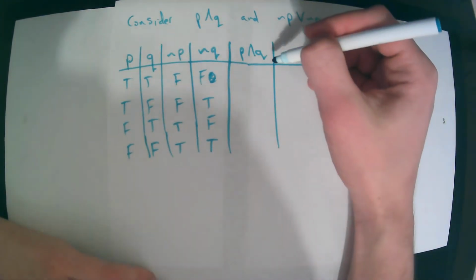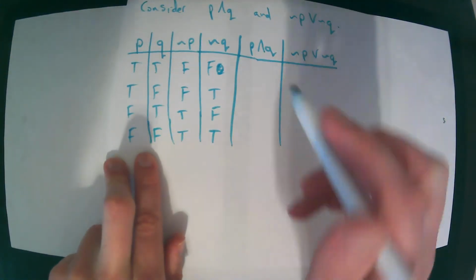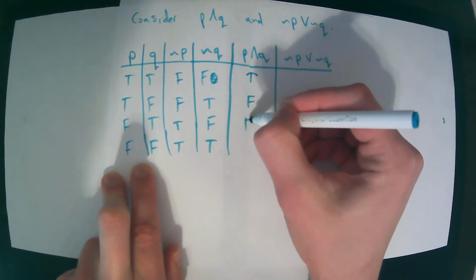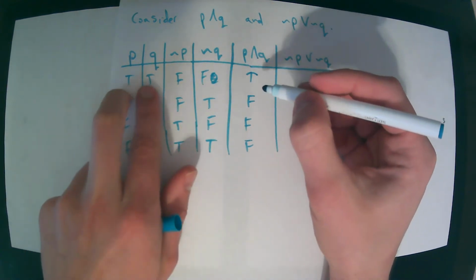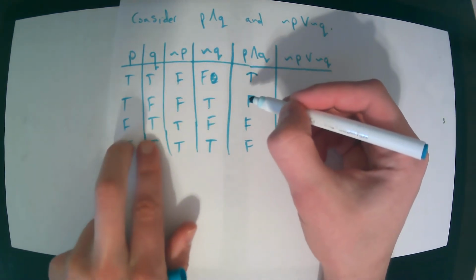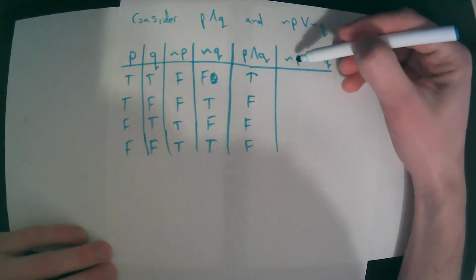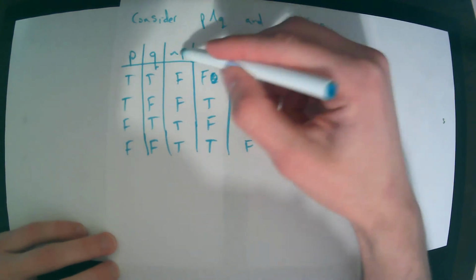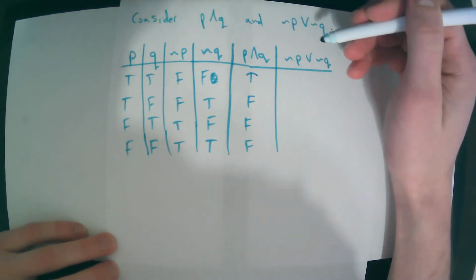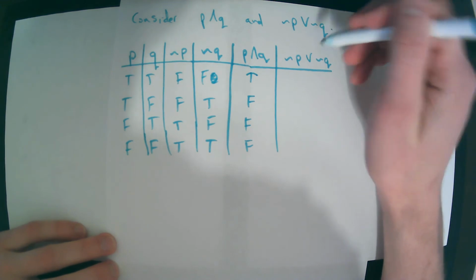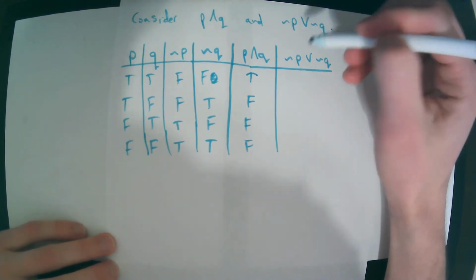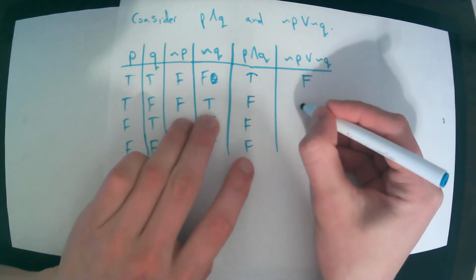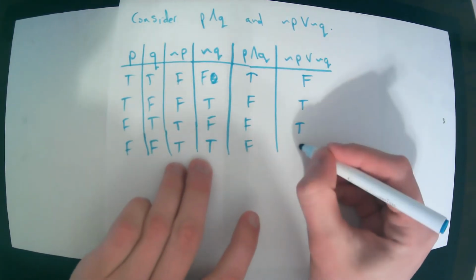Alright, now P and Q. So now I'm just looking at the original P and Q, remembering the rules for conjunctions. They both have to be true for the statement to be true, which means only this first one is going to yield a true, the rest of these are going to yield a false. Now what about not P or not Q? First of all I'm going to use these 2 columns with the negations of P and Q. And I got to remember that the only way an or, a disjunction, is false is if both pieces are false. So here I'm going to have a false. Here I'm going to have a true, here a true, and here a true.